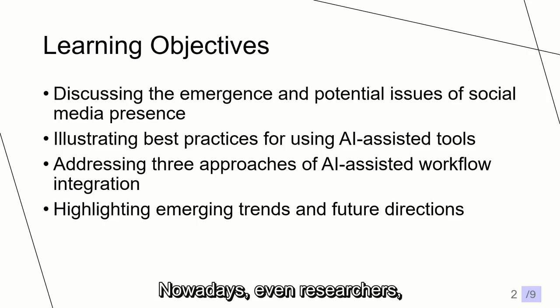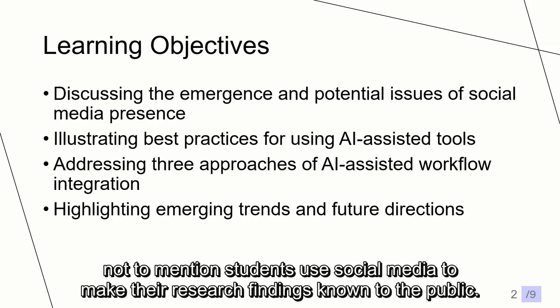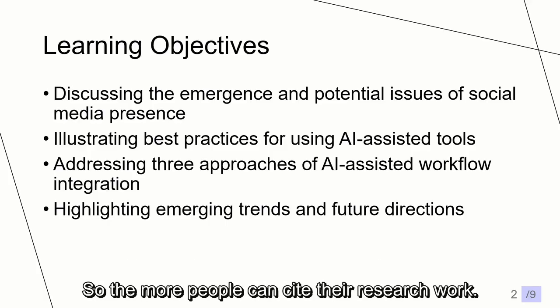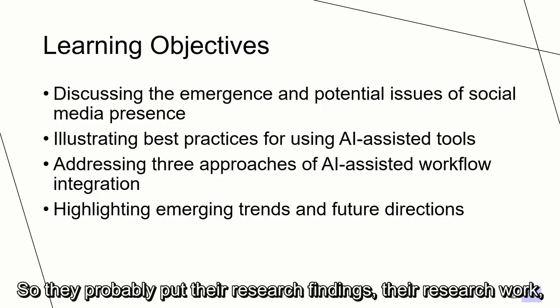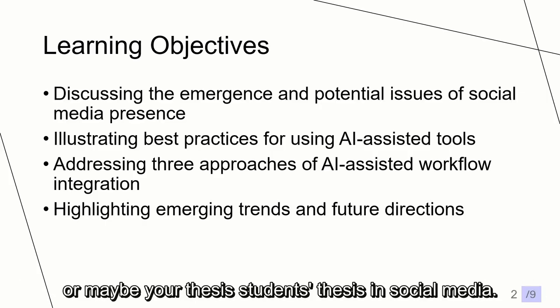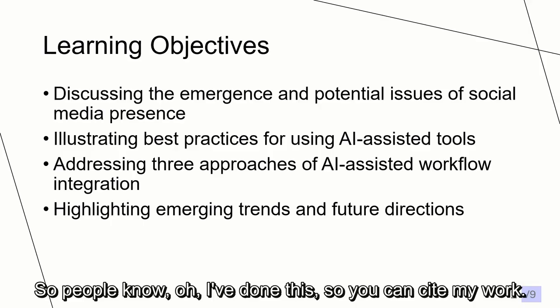Nowadays, even researchers, not to mention students, use social media to make their research findings known to the public, so that more people can cite their research work. They probably put their research findings, their research work, or maybe a student's thesis, on social media, so people know, oh, I've done this, so you can cite my work.